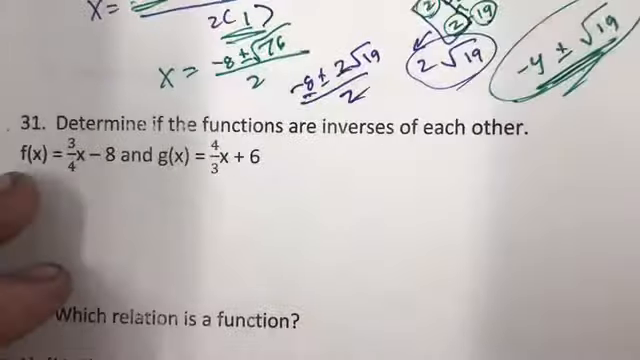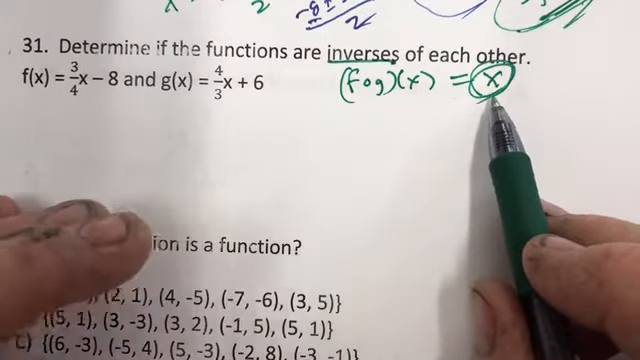All right, number 31, determine if these functions are inverses of each other. What I have to do is f of g of x. If I get x, then they're inverses. But if I get anything else besides just x, then they're not inverses.